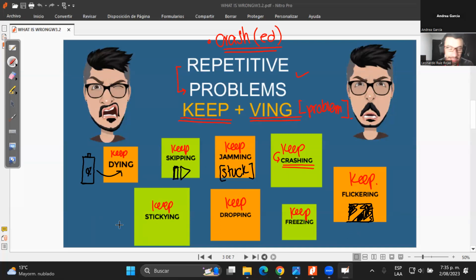Keeps sticking, sticky means like pegar. So when I talk about keeps sticking, it especially means the buttons on a device. For example, I have a remote control, the remote from the TV. And when I push the button, it never comes back. No sale el botón, sino como que se queda pegado, ¿no? Entonces, keeps sticking means especially for the buttons of something, when I push it and it keeps sticking.